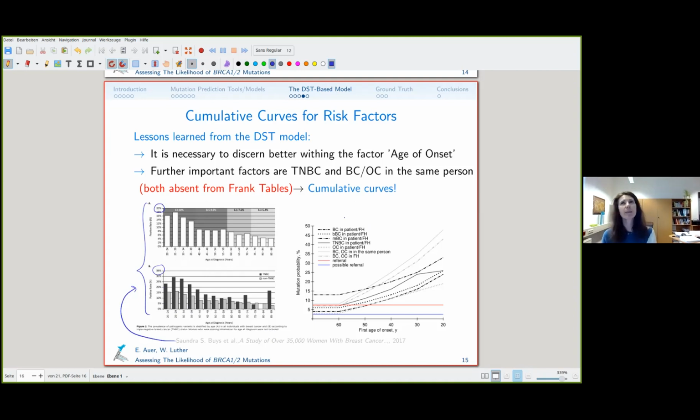So that's why we can try to do something else, a different model, a different possibility that we can have here. Of course, it is quite similar. We also have factors that we try to incorporate in our model, for example, breast cancer depending on age, bilateral breast cancer depending on age, male cancer, triple negative, ovarian, breast and ovarian in the same person, and the family history. And depending on that, we can also give an assessment of the mutation probability.